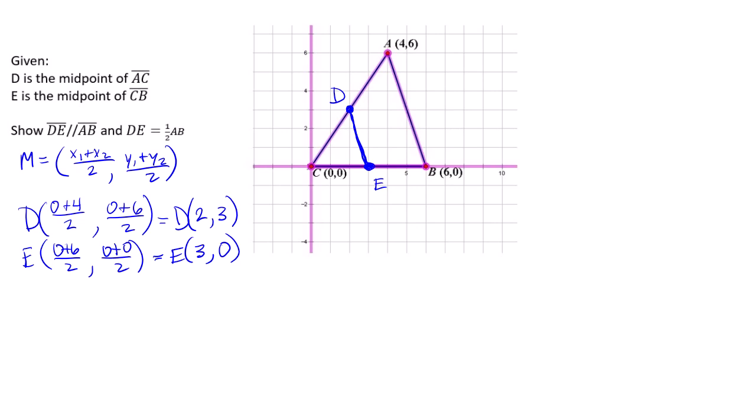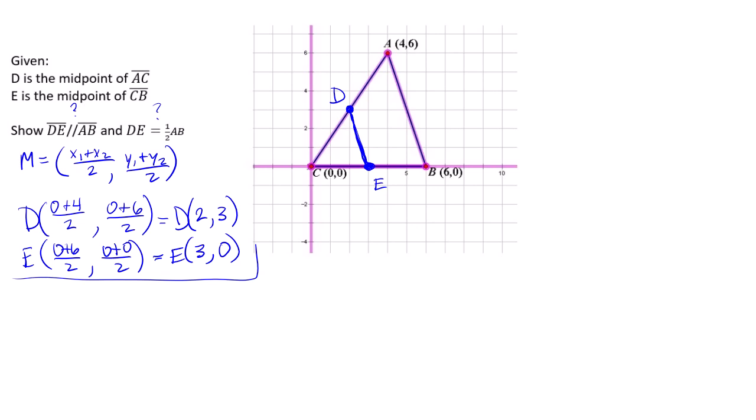So now what we want to show is, is this segment DE parallel to AB, right? That's one question. And is DE, this segment, half of the length of AB? Okay, so those are the two things that we want to figure out. All right, so let's start with the parallel.